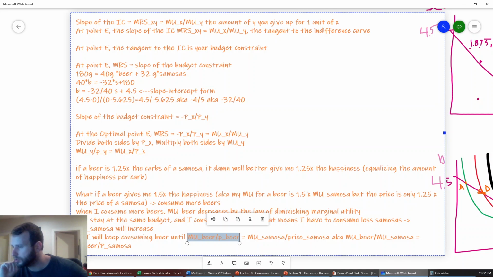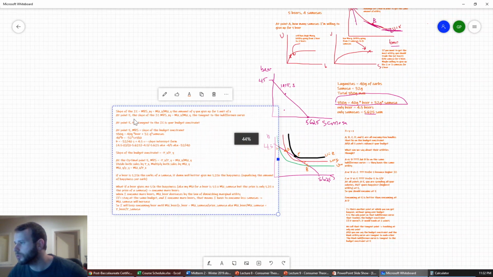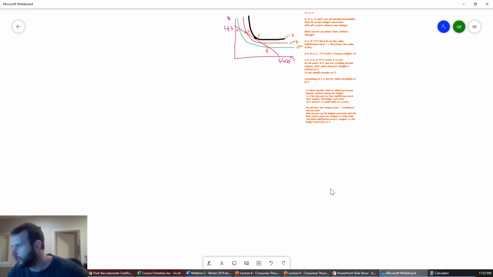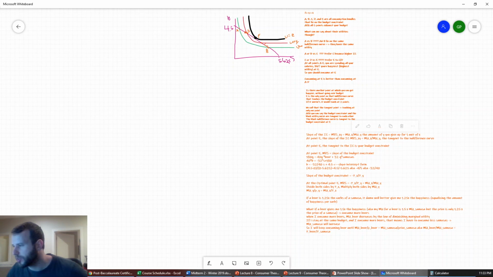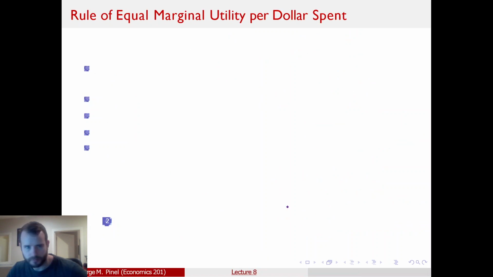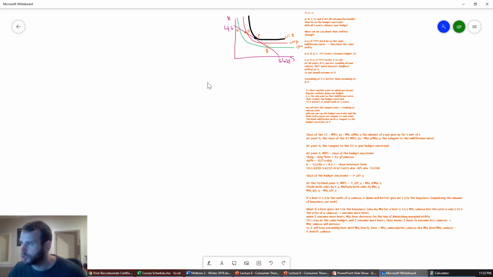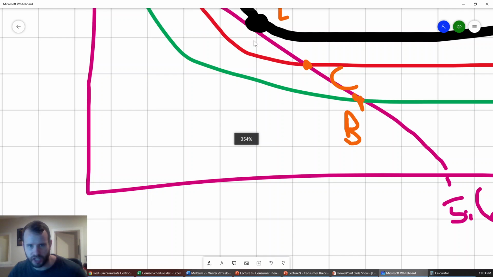All right. So let's put this all in order. Let's get back to the slides for a second. So it's optimal to consume at the point where the budget constraint is tangent to the indifference curve. We showed this with point E, right? Point E is tangent to the indifference curve. Oh, hey. It's touching at only one point.